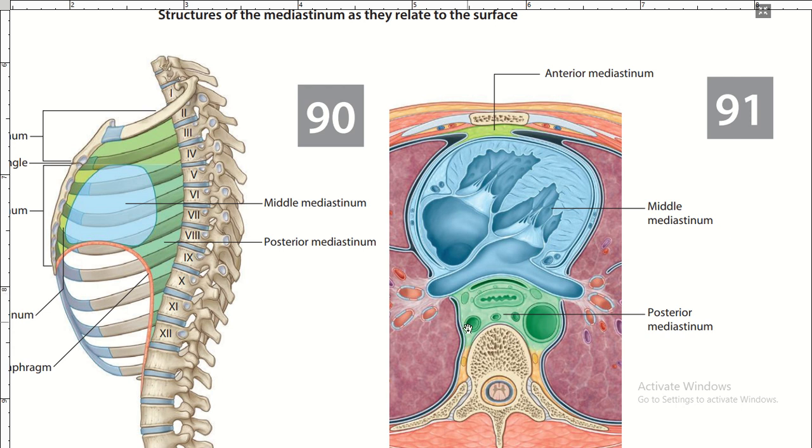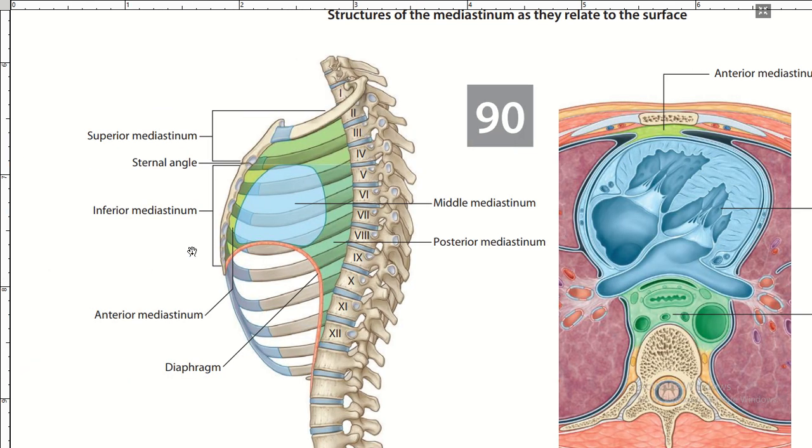So the mnemonic is DATS. The descending aorta, the azygous vein, the thoracic duct, right? The thoracic duct, the esophagus, and the sympathetic chain. Good. So you'll be done with the posterior mediastinum. Right. Let's go to clinical.